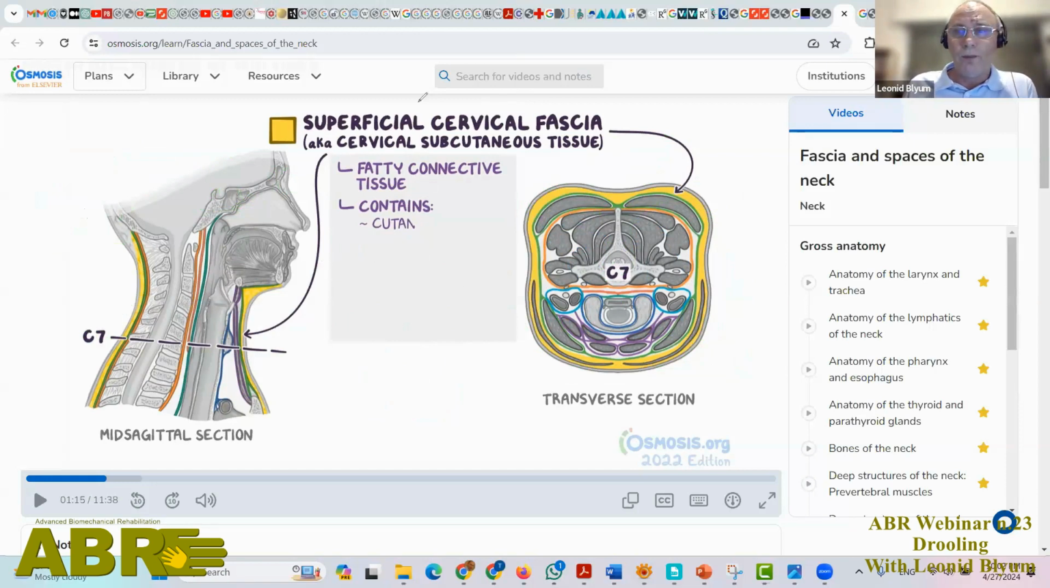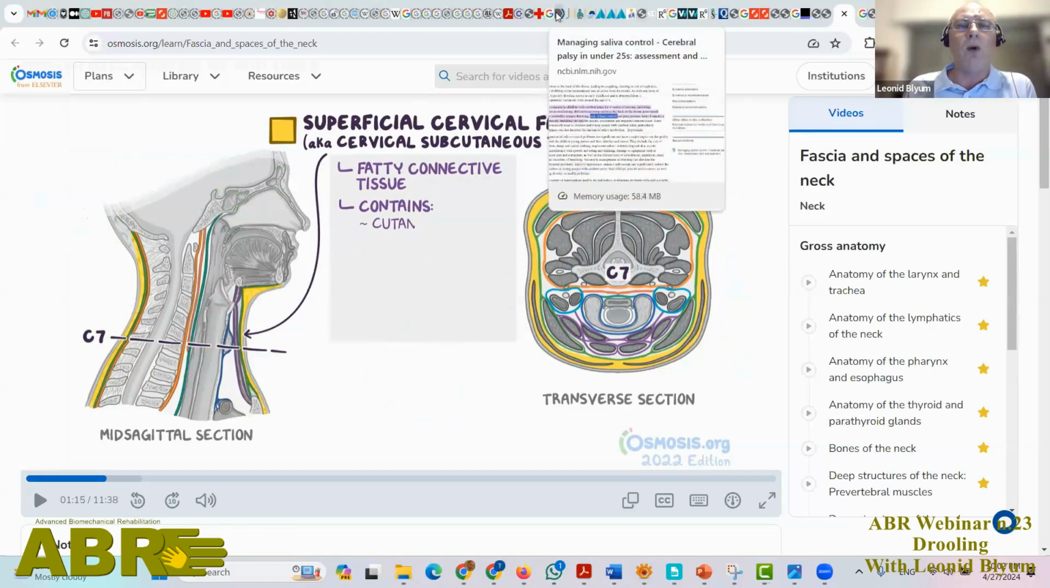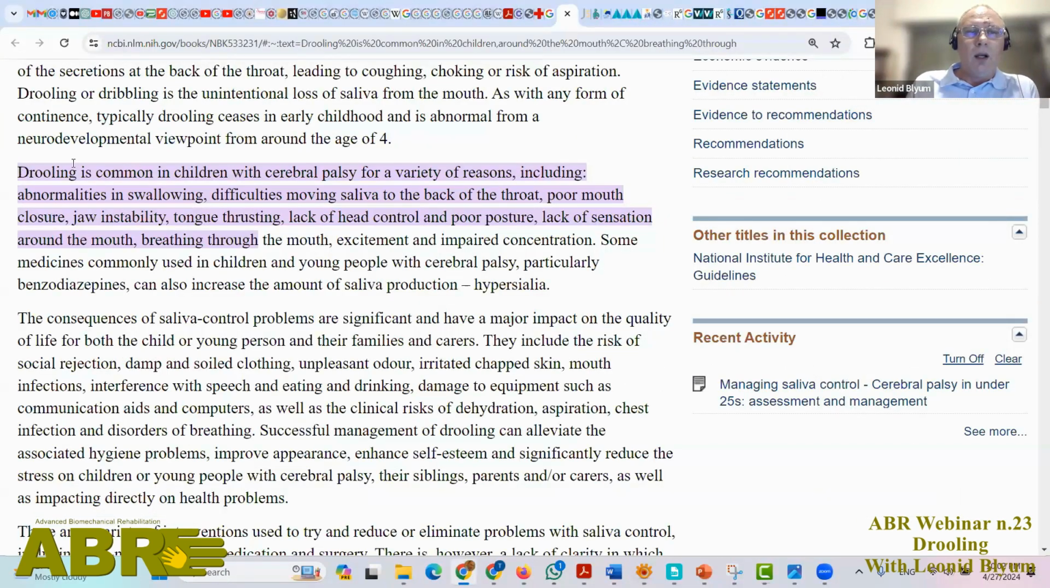So if we go back to our original text, you see here: drooling is common in children with cerebral palsy for a variety of reasons. Abnormalities in swallowing, 1. Difficulties moving saliva to the back of the throat, 2. Poor mouth closure, 3. Joint stability, 4. Tongue thrusting, 5. Poor posture, 6. Lack of sensation, 7. Breathing through the mouth, 8. Excitement and impaired concentration, 9. And then lack of head control, 10. You have 10 factors in a list.